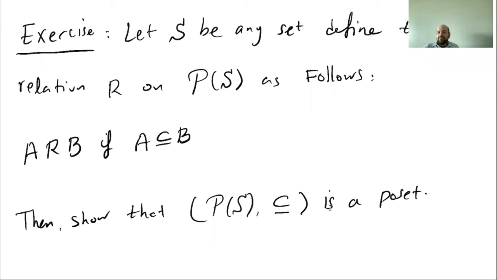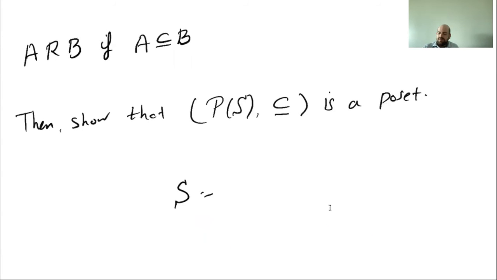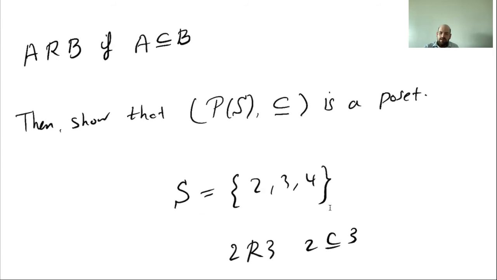We couldn't define this type of relation for the set itself because for elements of S, I cannot say, let me give you an example. Let's say S is 2, 3, 4, right? But I cannot say 2, for example, is in relation with 3 because 2 is a subset of 3. So if I consider the elements of S itself, then I cannot talk about this subset relation because we cannot say 2 is a subset of 3.